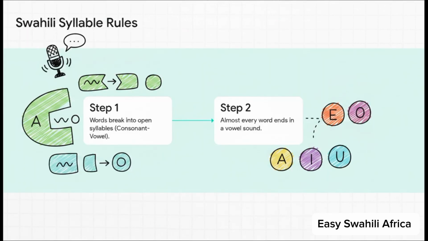Now, take a look at this. This explains the 2 golden rules that make Swahili pronunciation so predictable. First, words are broken down into these simple little chunks, usually a consonant followed by a vowel. And second, almost every single word ends in one of those 5 vowel sounds we just practiced. It's what gives Swahili that beautiful, rhythmic sound.